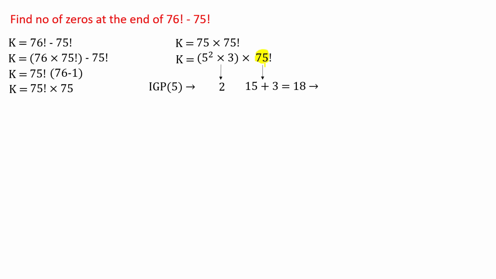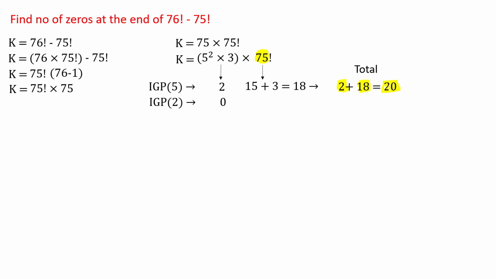Divide 15 by 5, the quotient is 3. So IGP of 5 is going to be how much? 18. Okay everyone, so overall IGP of 5 is going to be how much? 2 plus 18, that is equal to 20. Overall IGP of 5 is going to be 20.